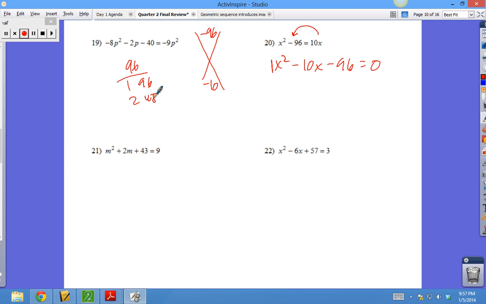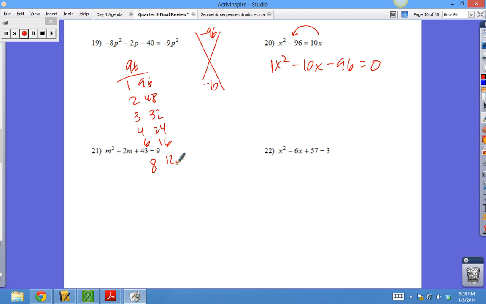96 is 3 and 32. 4 will work because it's 4 less than 100. 4 and 24. 5, no. 96 divided by 6, 6 and 16 works. Let's try 8. 96 divided by 8. Holy cow, this has a lot. 8 and 12 works. 9's not. 10's not. 11. Okay, we're done.